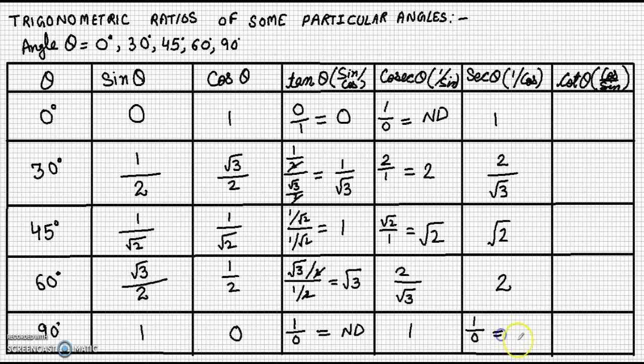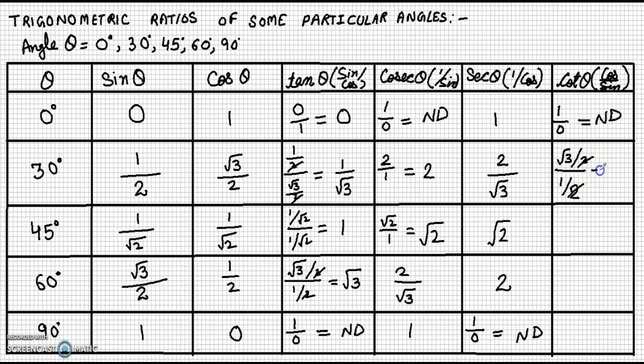Now, cot theta is cos theta upon sin theta. So, we will divide values of cos by sin. So, 1 by 0 will be not defined because the denominator is 0. Then root 3 upon 2 upon 1 by 2, and then the 2's will get cancelled and we get only root 3.